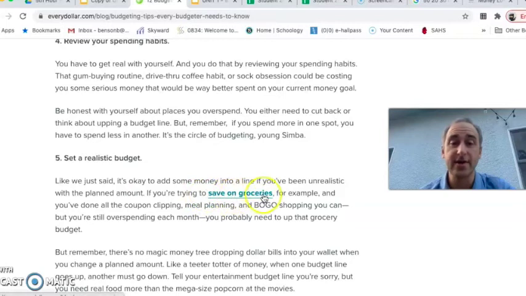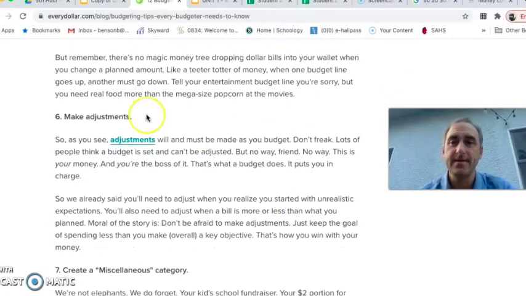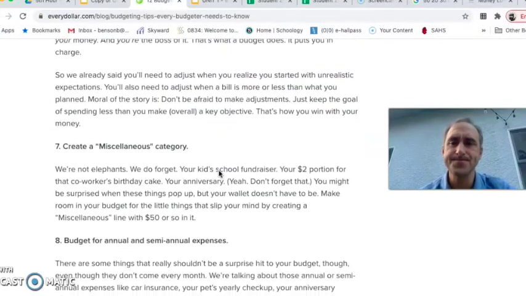If you're trying to save on groceries, for example, you've done all the coupon clipping, the meal planning, the buy one, get one free or BOGO shopping that you can, but you still are overspending each month, you probably need to get a grocery budget. Make an adjustment. Don't freak out. Budgets are never perfect, but you want to make adjustments based on your spending habits.